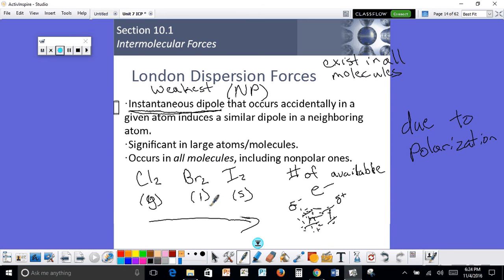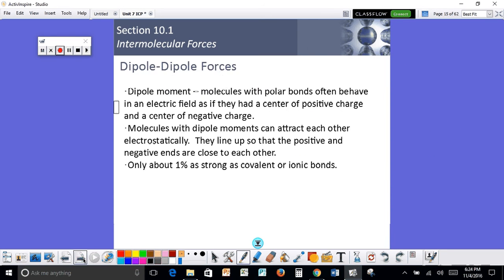And that's a big deal. When this happens, you create these temporary or instantaneous dipoles. The molecules line up for a brief period of time, and then all of a sudden it shifts the other way. This happens in all molecules, but it's only really noticeable in the nonpolar molecules.